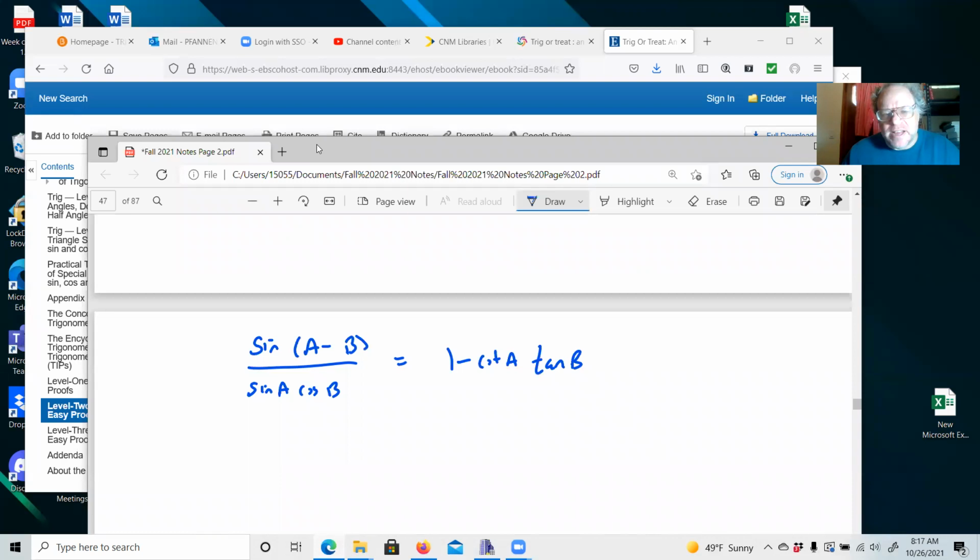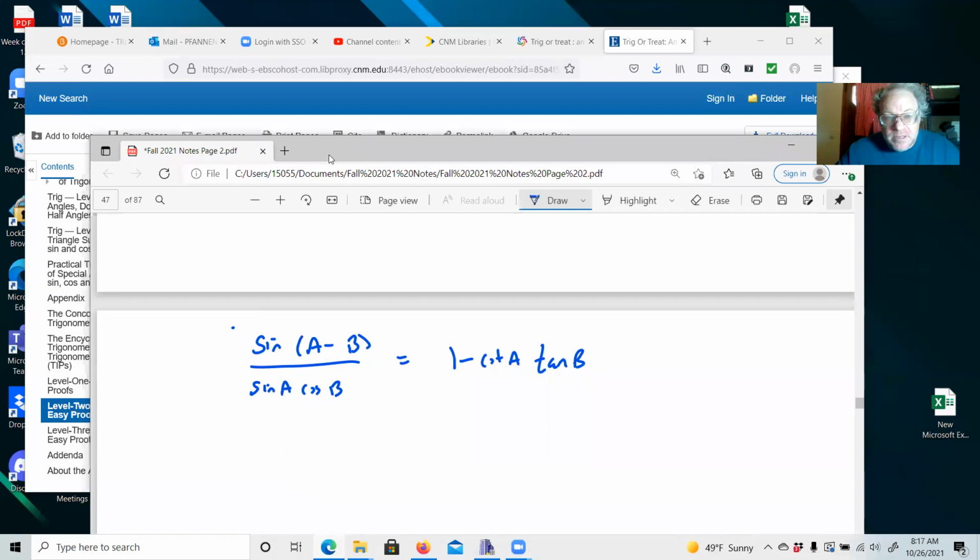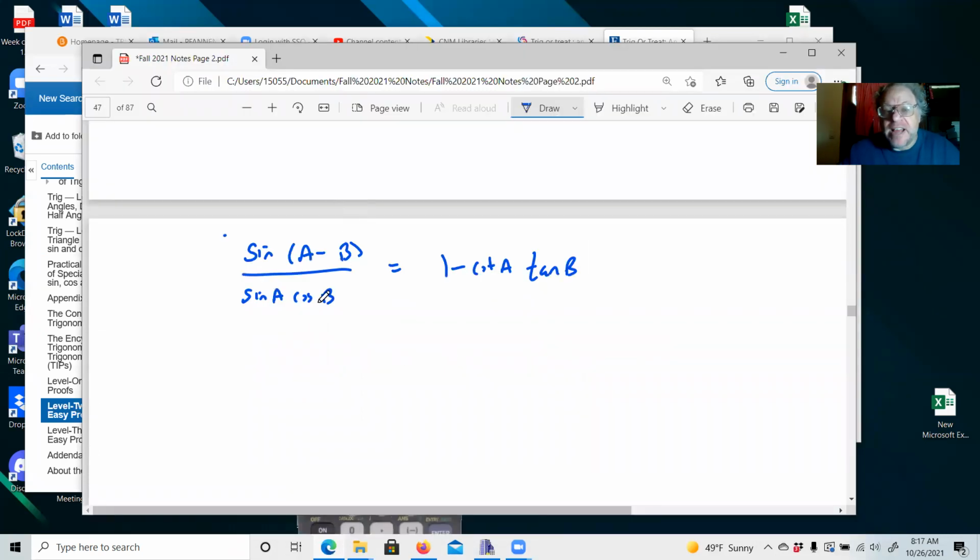One thing I don't promise is telling you which side you're supposed to start on. Your book kind of implies that you should always start on the left. That's not true. You can start on either side you like. In this case, because there's a formula I know about sine of a minus b, this side is going to provide me a little bit more to work with, so I'm going to start with the left-hand side.